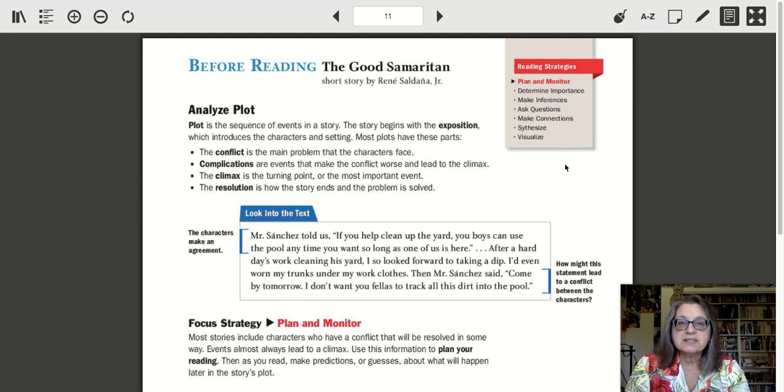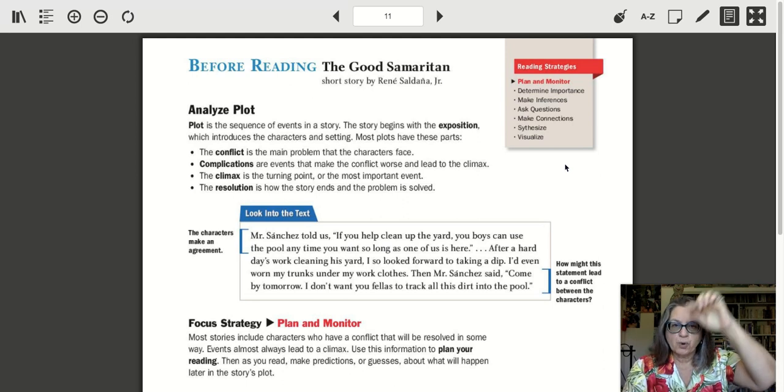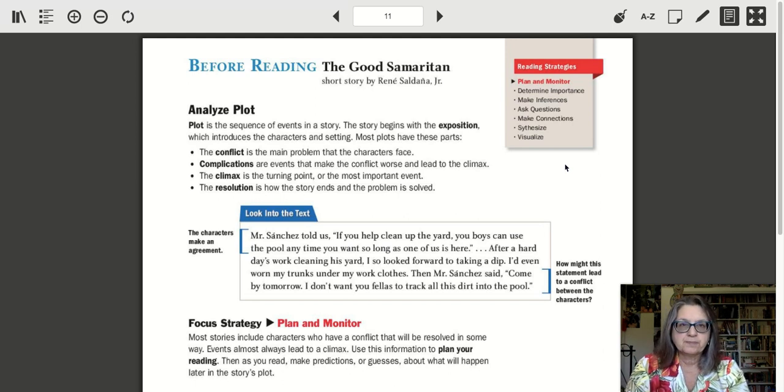The climax is the turning point. Now, climax usually means like the highest point, and you'll see this maybe in a plot drawing of what a plot works with. And it's the turning point or the most important event of the story. And after the climax, you have the resolution as the story ends and the problem is solved. Or not. But different stories happen different ways.